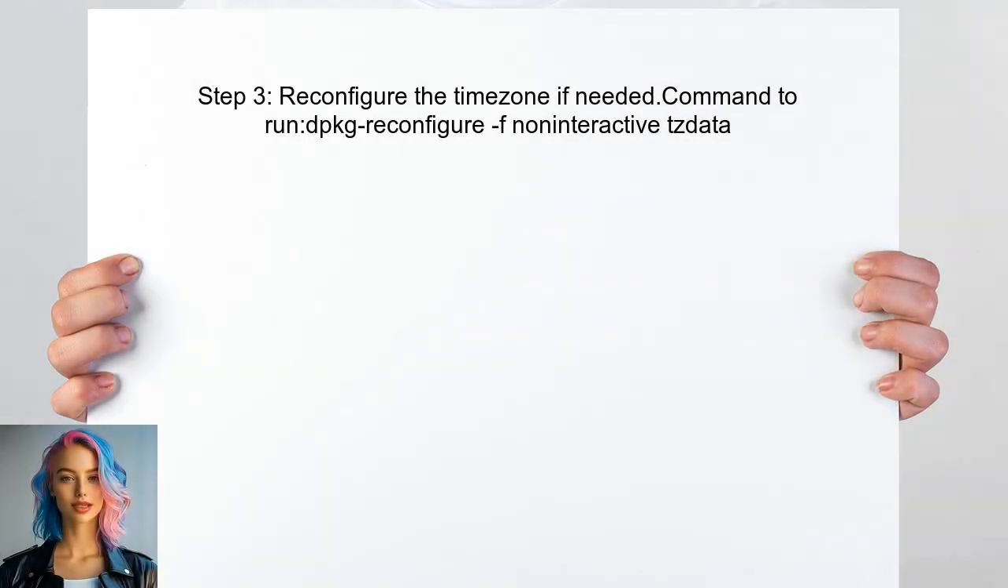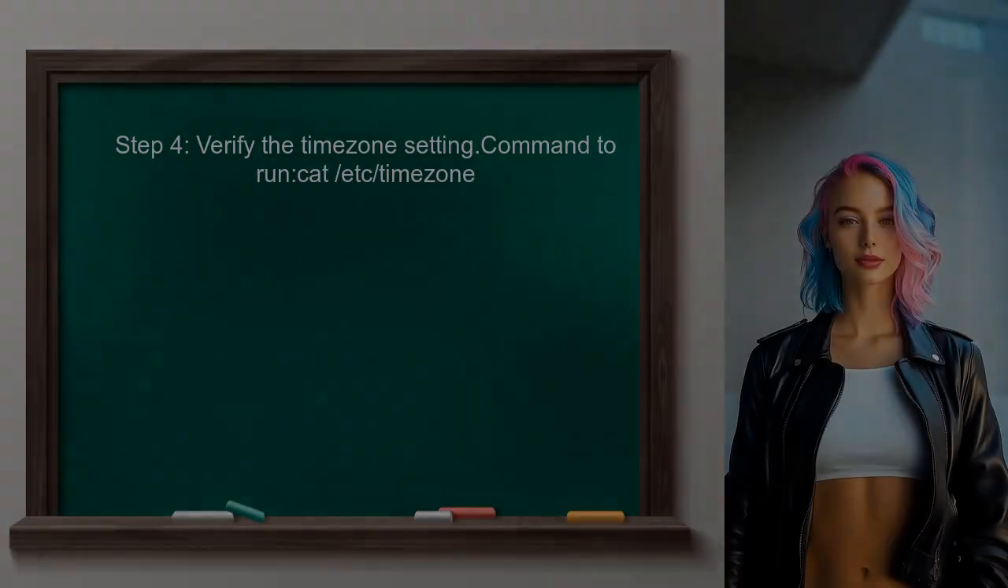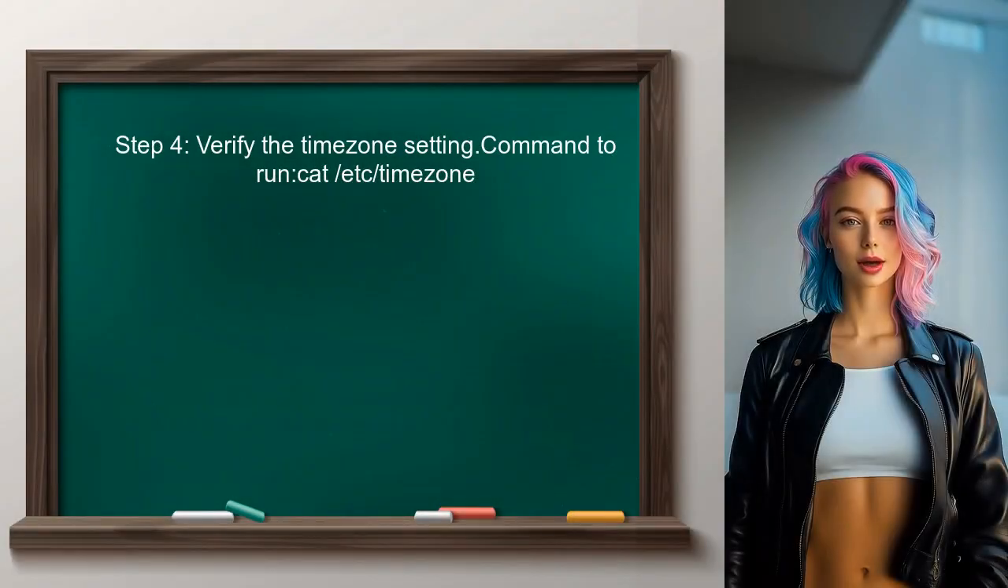After the installation, the user can reconfigure the time zone if needed. This can be done using the dpkg reconfigure command. Finally, the user should verify that the time zone has been set correctly. This can be done by checking the contents of the time zone file.